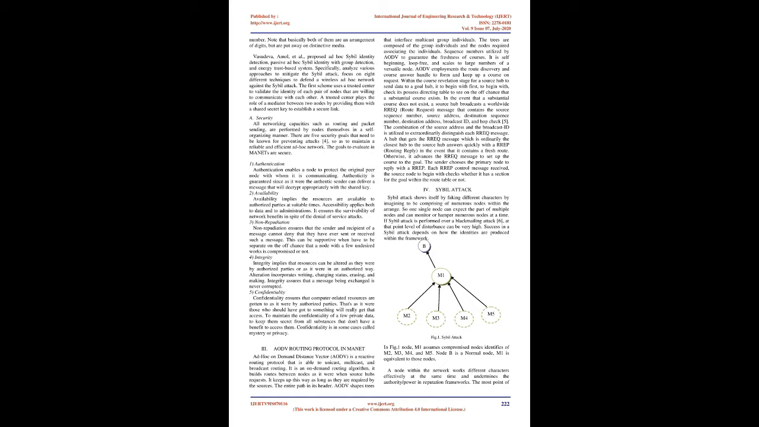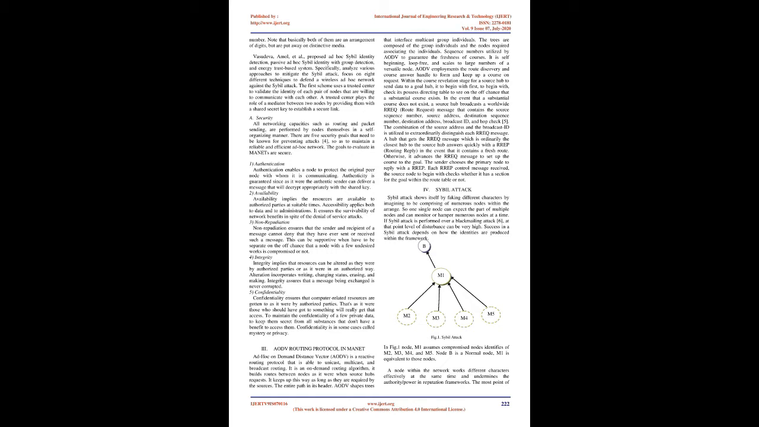3. Non-repudiation. Non-repudiation ensures that the sender and recipient of a message cannot deny that they have ever sent or received such a message. This can be supportive when we have to separate whether a node with some undesired works is compromised or not. 4. Integrity. Integrity implies that resources can be altered only by authorized parties or in an authorized way. Alteration incorporates writing, changing status, erasing, and making. Integrity assures that a message being exchanged is never corrupted.